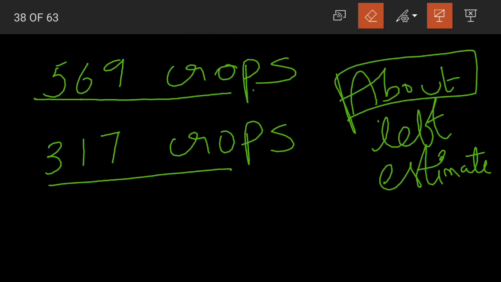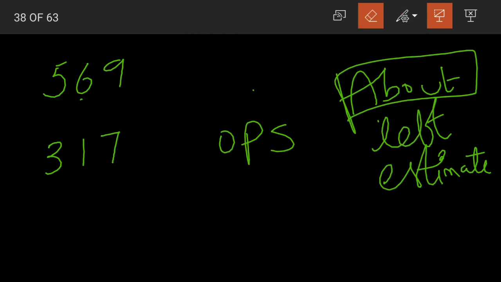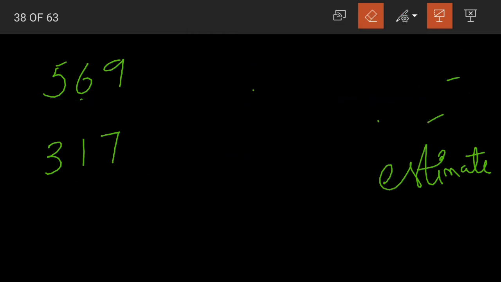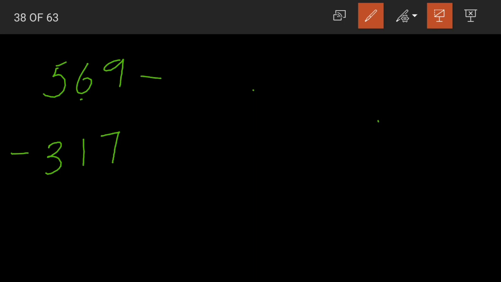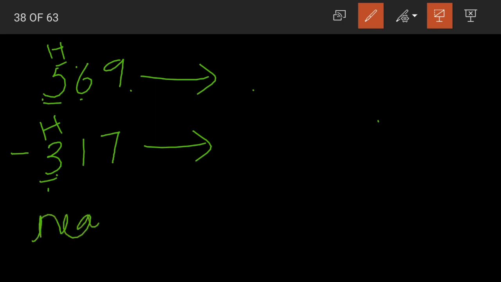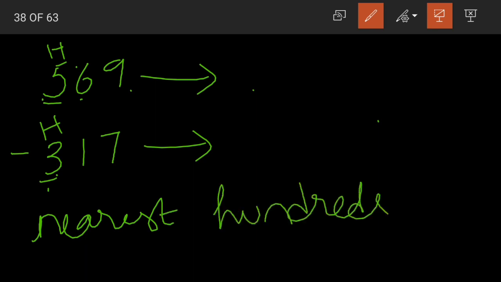So what is the first step in estimating? Now for this, how can we find out how many crops are left with him? What should we do children? We need to subtract. Yes, we need to subtract. But before subtracting or finding the difference, we need to estimate. Now if we look at both the numbers here, both the numbers have hundreds as their highest place value. So we'll round them off to the nearest hundreds. Clear?